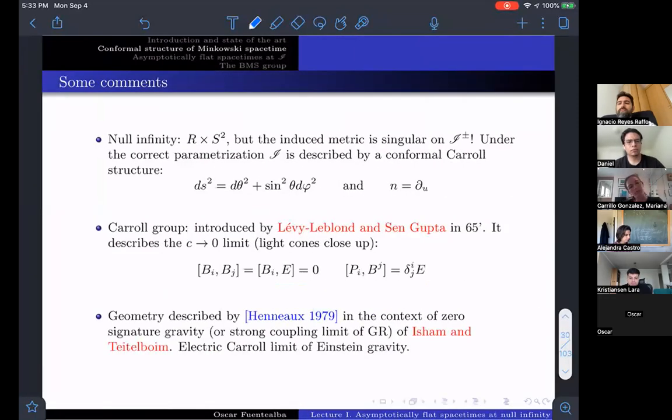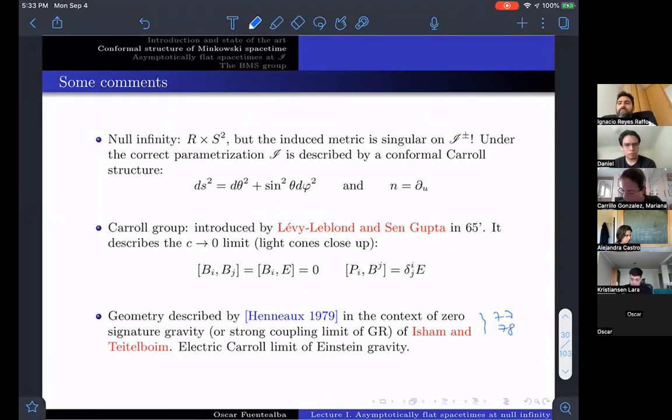The geometry associated to the Carroll group, what we call Carroll geometry nowadays, was first introduced by Henneaux at the end of the 70s. But he was studying a totally different context. He was studying the zero signature limit of gravity, or the strong coupling limit of GR by Isham and Teitelboim, in some papers that were published in, I think, 77 and 78.